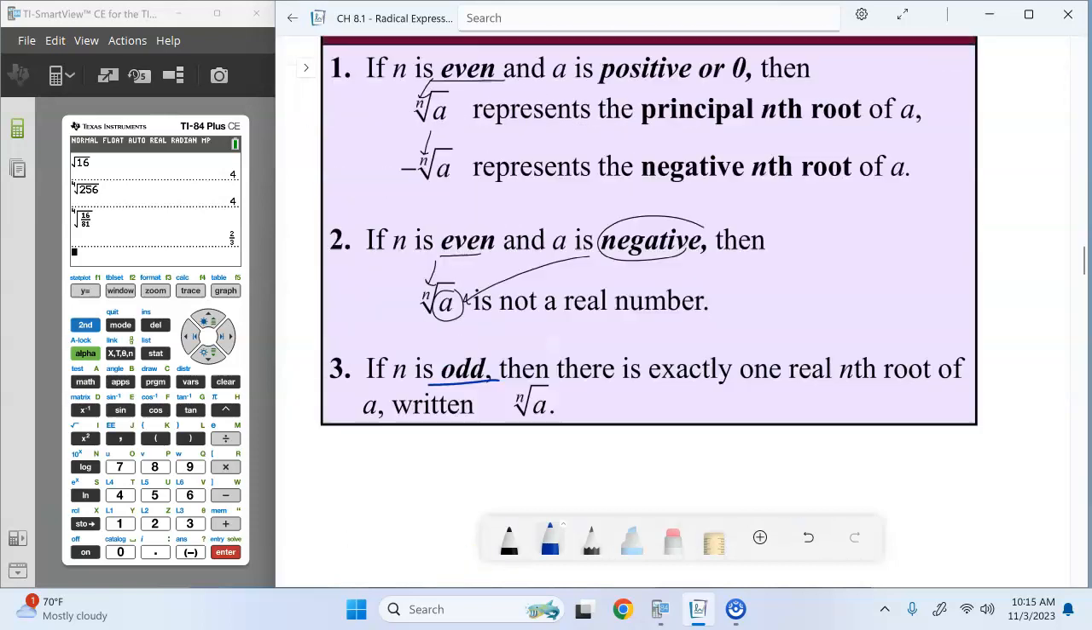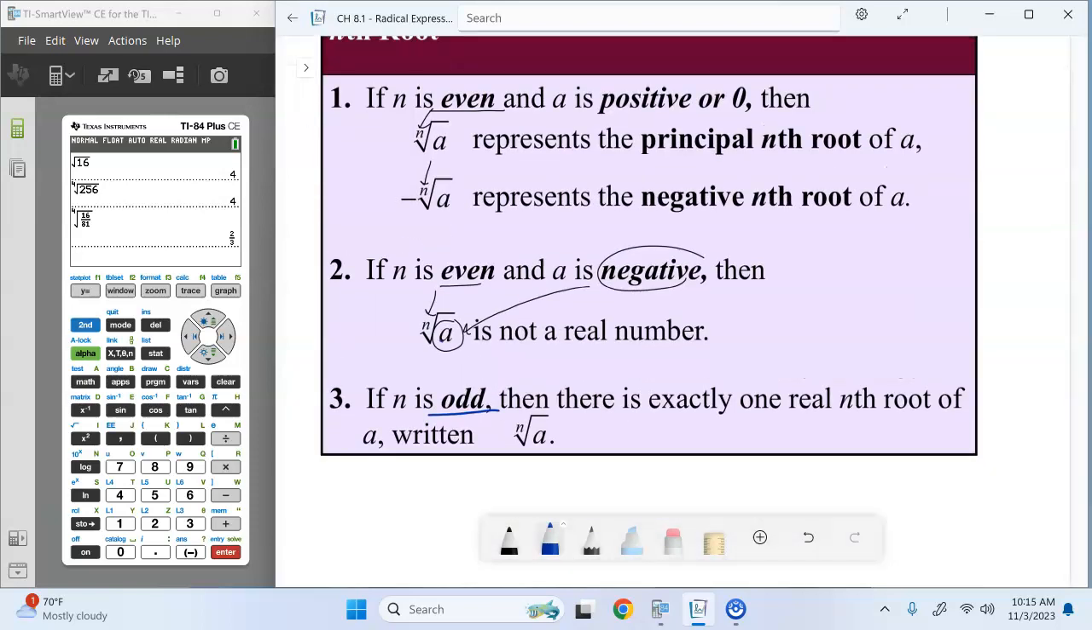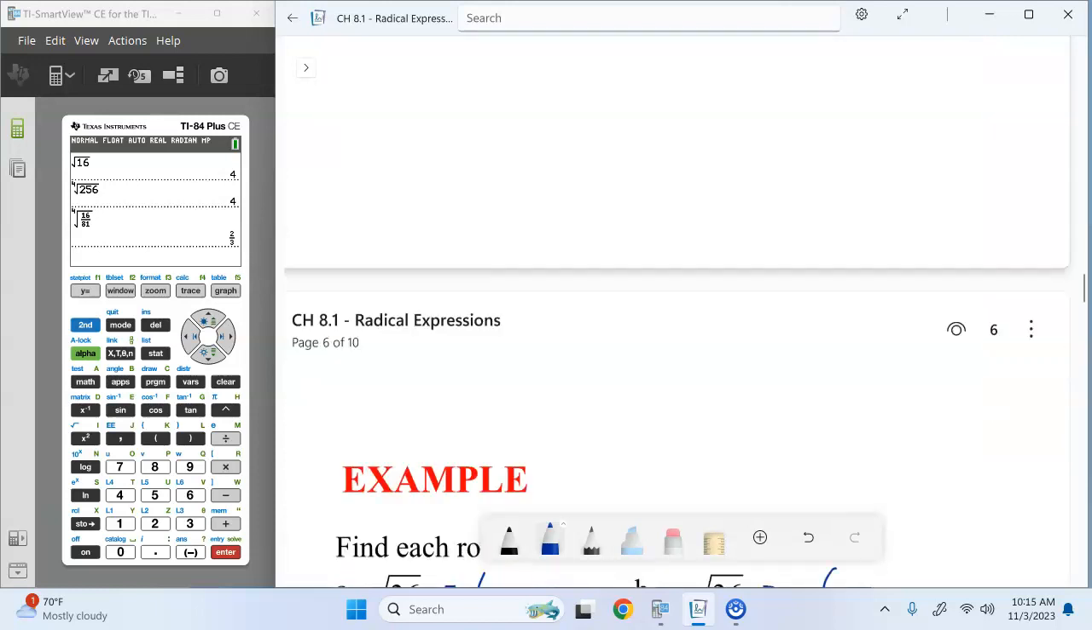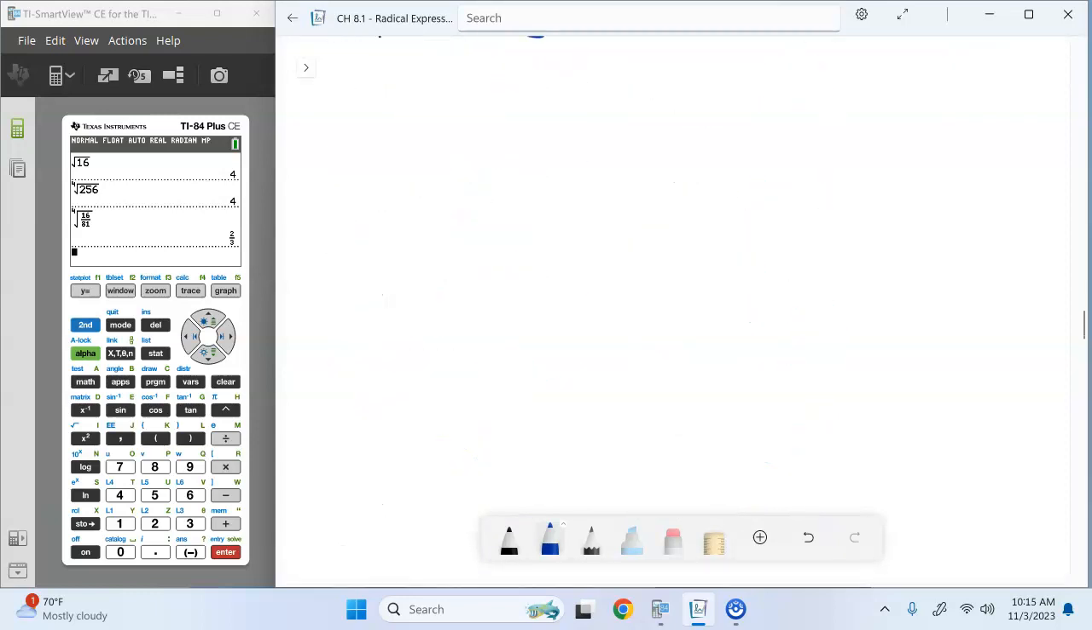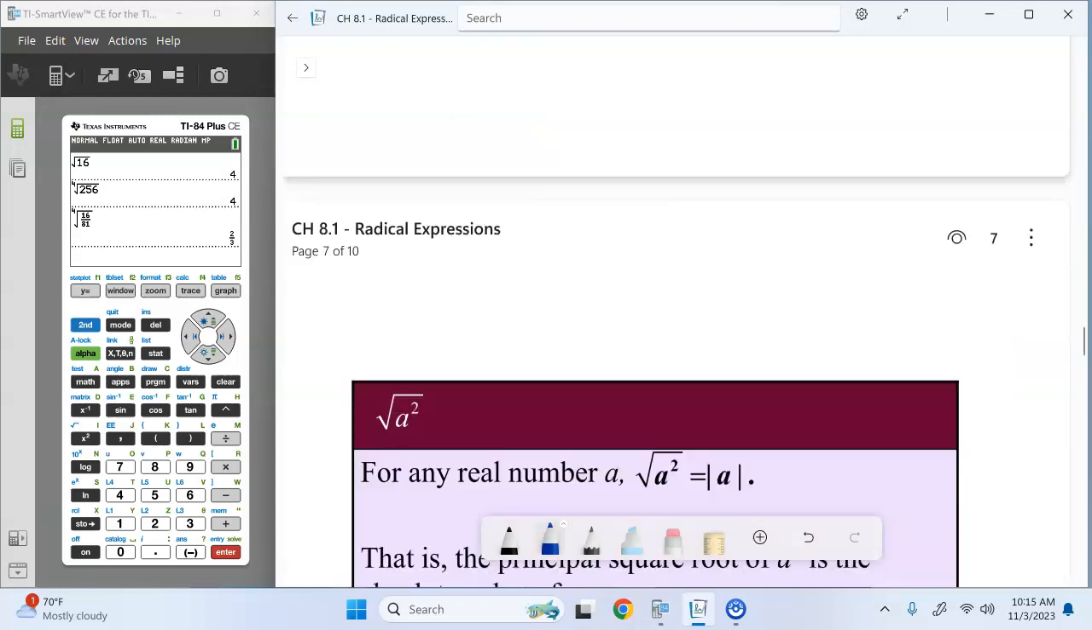Remember, even indexes, negative radicand is non-real. Odd index, it's always going to be real. We'll always get a real value when our index is odd. So if I have the fifth root, the seventh root, the third root, the 171st root, any odd index is always going to have a real root.